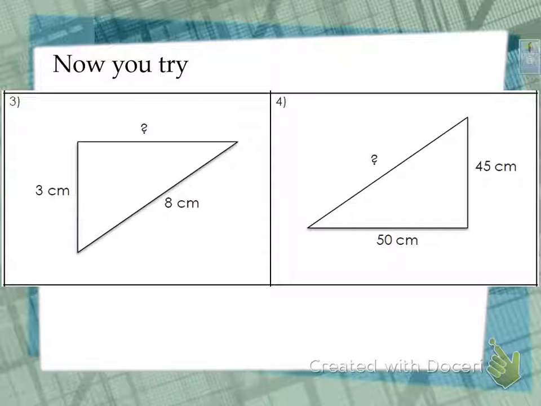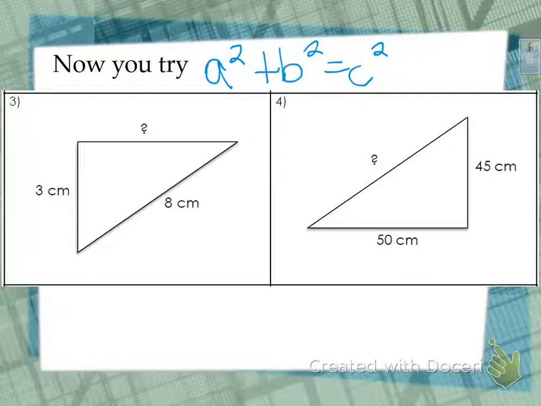All right, welcome back. On numbers 3 and 4, again, we have right triangles, so I never want to forget my formula. A squared plus B squared equals C squared. On number 3, I have my right angle, and across from that I have side C. So I notice that this question I am missing a leg rather than missing the hypotenuse.